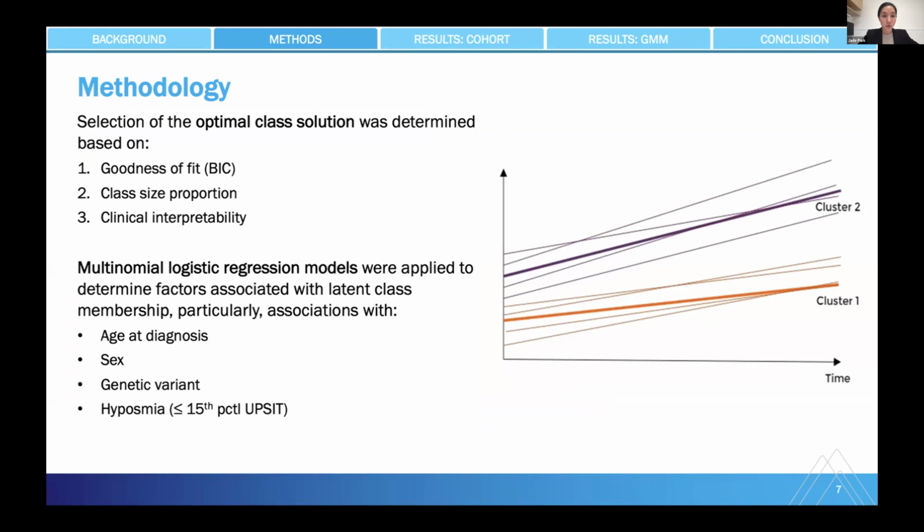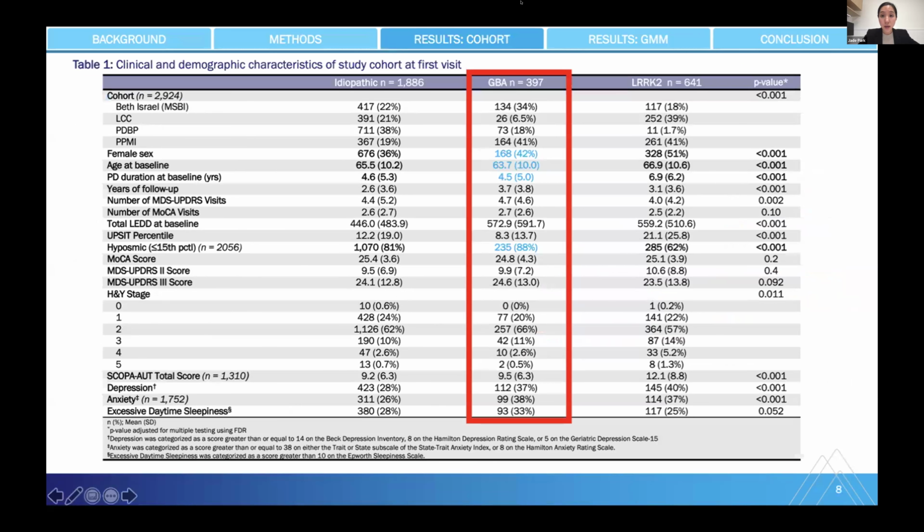Once we achieved this primary criterion, we then applied multinomial logistic regression models to look at which factors were associated with which latent classes. We were particularly interested in age at diagnosis, sex, genetic variant, and hyposmic status. This is a snapshot of our entire cohort. Focusing on GBA, which comprised about 400 individuals, we see that men are overrepresented, and this group had the lowest age at baseline and the shortest PD duration, but the highest proportion of these individuals were hyposmic.